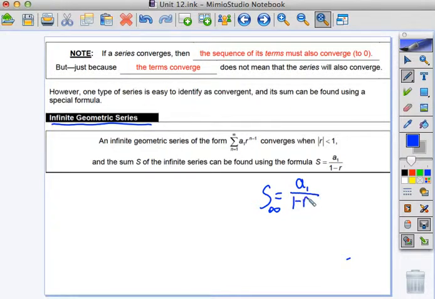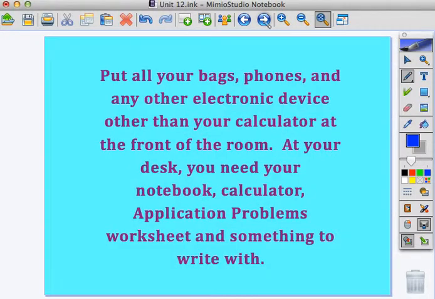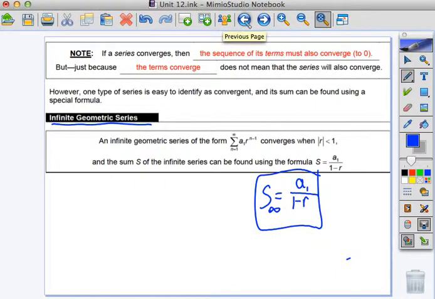Okay? This formula is much easier than all the other series formulas, your arithmetic and geometric, but you can only use this if your geometric series converges. Okay? All right. Hopefully by now you'll figure out that that's going to happen when your rate is a fraction or a decimal that's less than 1.